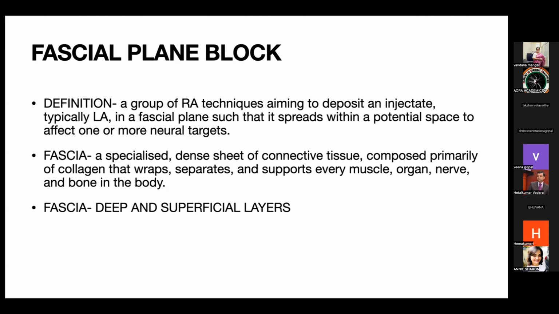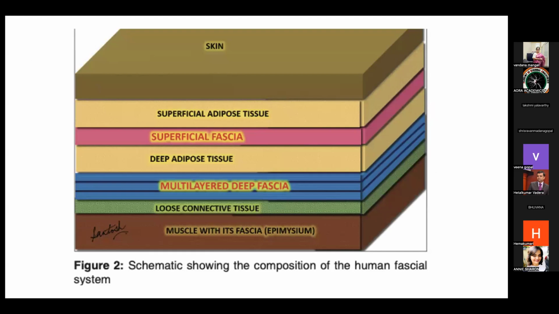Fascia can be divided into deep and superficial layers. The superficial layer is between the skin and the muscle. It provides a pliable sliding interface for movement of the body, whereas the deep layer, which is our target in the case of a fascial plane block, is a multi-layered fascial layer.